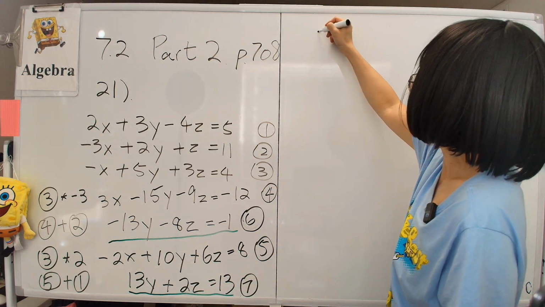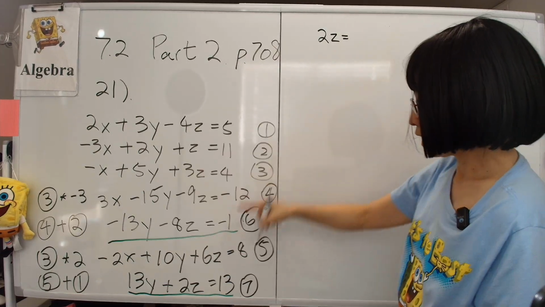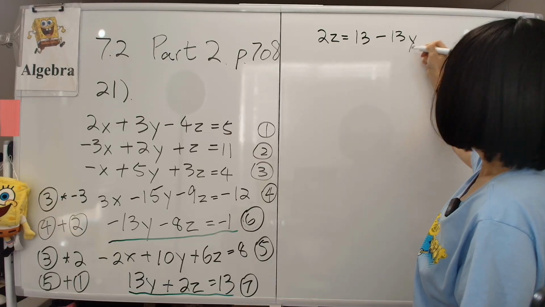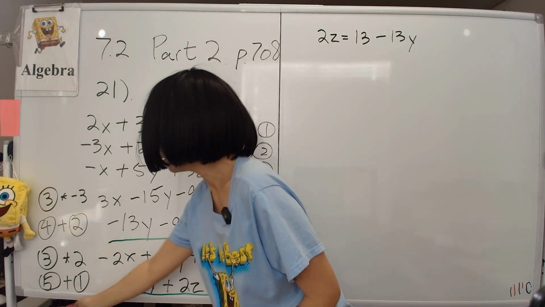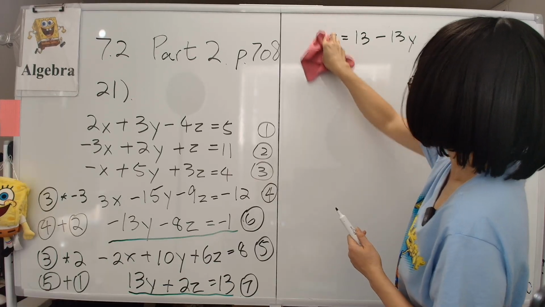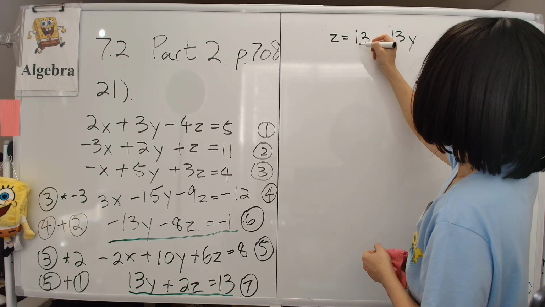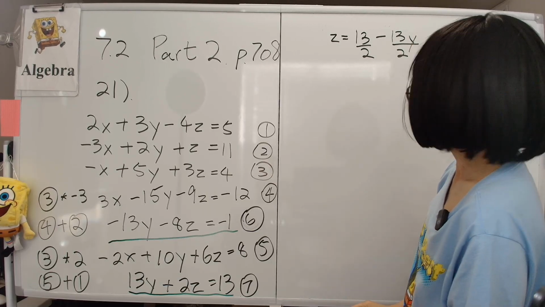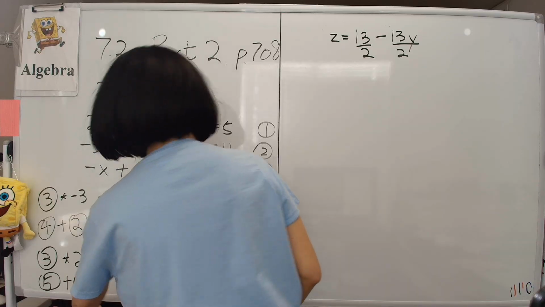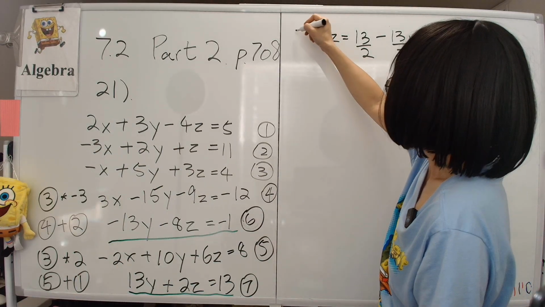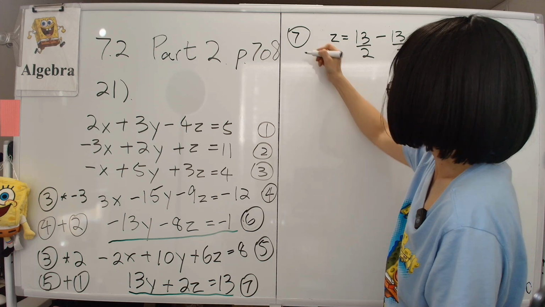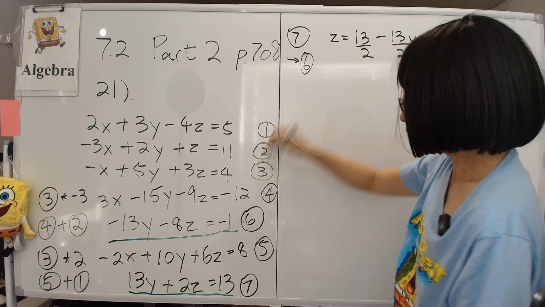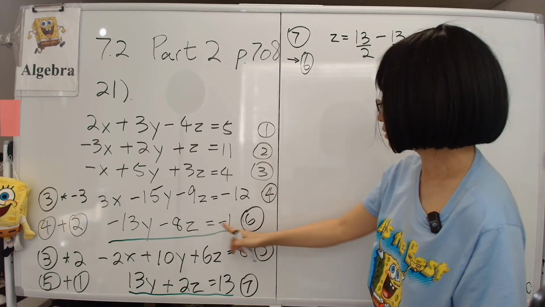So we'll have 2z equals 13 minus 13y, which means z will be equal to this divided by 2. I'll erase it here and put it down here. All right, so that is z, and we got that out of equation 7. We're going to plug it into equation 6, z will go right here.